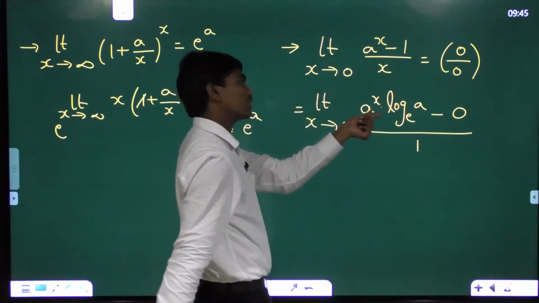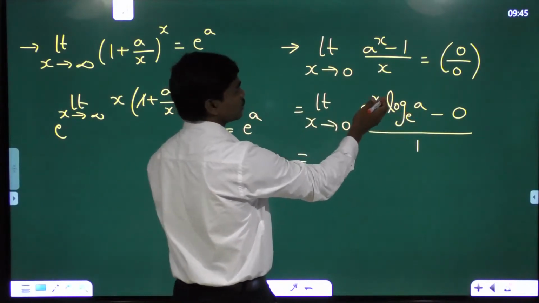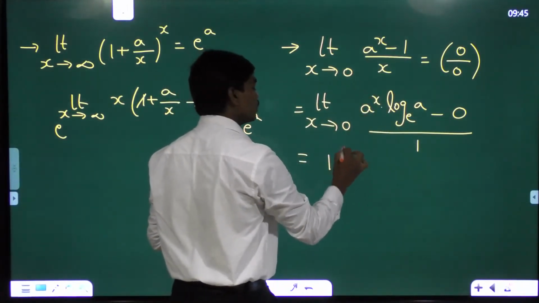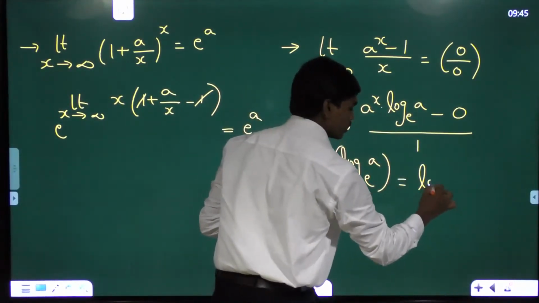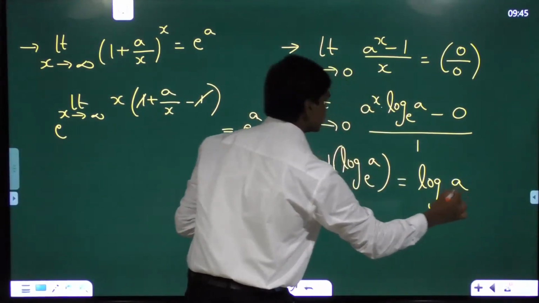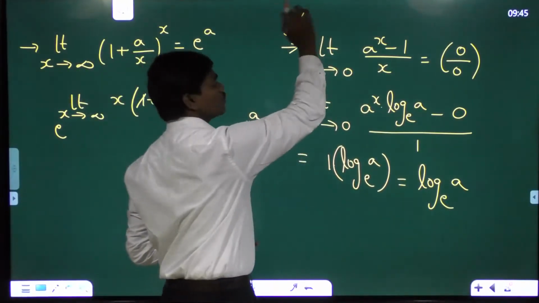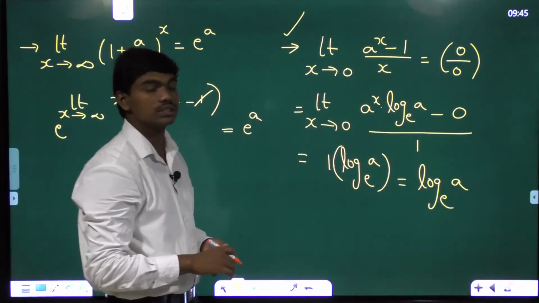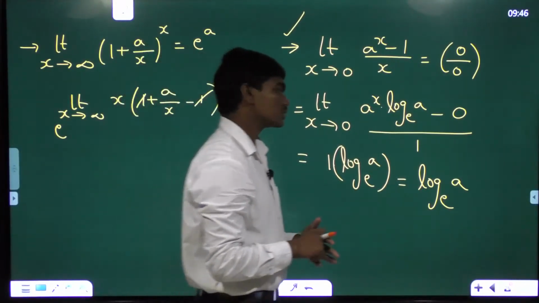So if you put x is equal to 0 here, you get 1 into log a to the base e, which is log a. Yes, correct. Log a to the base e is the answer, which I have given you earlier. Now with the help of this limit, I would like to prove the 13th point that I gave you there, which is a power x plus b power x by 2 whole power 1 by x. Okay, so let us see that.